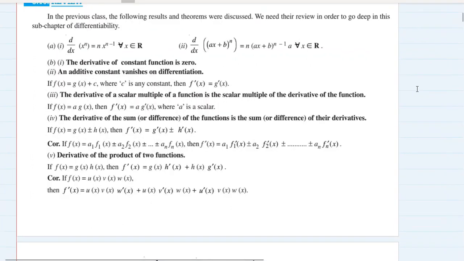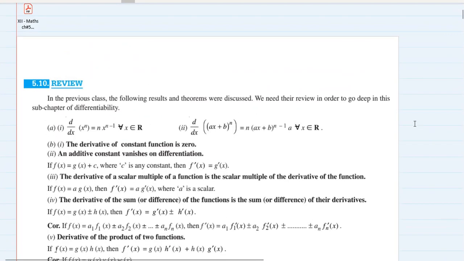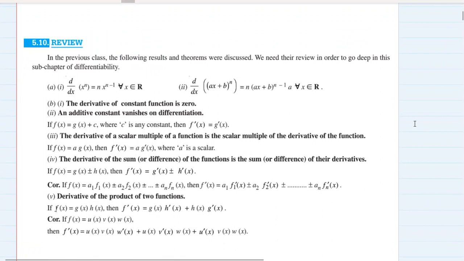Hello and welcome to the next topic of continuity and differentiability. So in the previous lectures, we completed continuity as well as differentiability. Ahead in this chapter, we are going to start with differentiation, that is finding the derivative of a function.